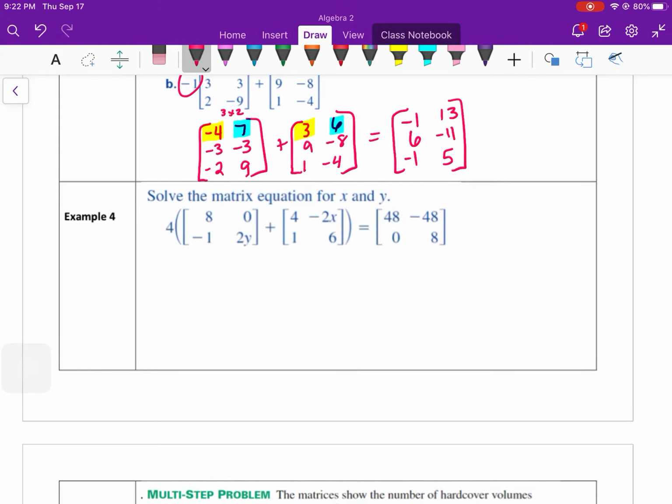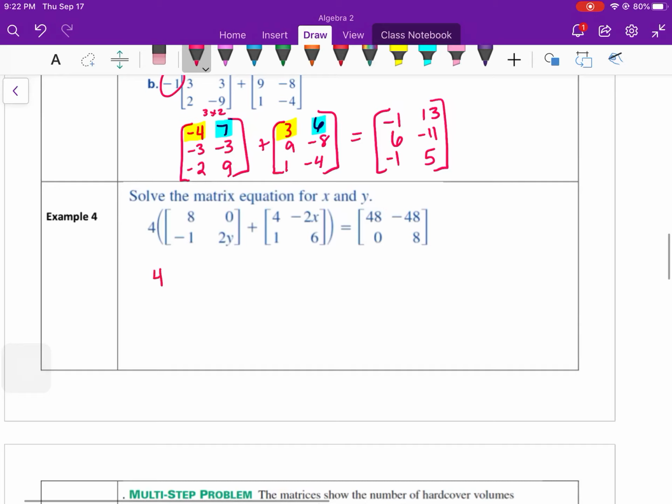So matrices are used for multiple different reasons. We'll maybe talk about some more specific examples in class. But if you want to solve a matrix equation like this, what we're going to want to do is work on the inside here first and follow order of operations and combine the parentheses. So I'm going to add these two together and make one 2 by 2 matrix.